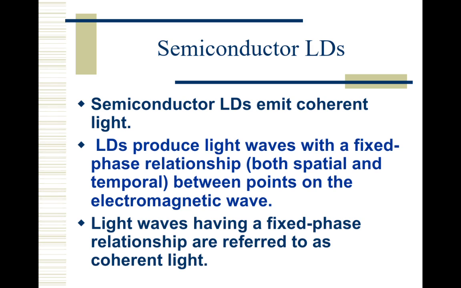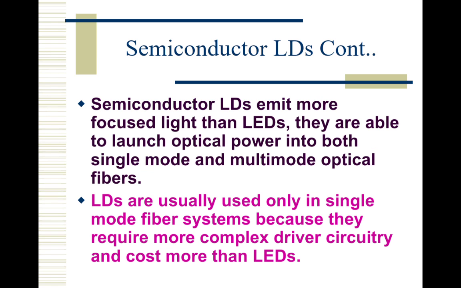Next is semiconductor laser diodes. Semiconductor laser diodes emit coherent light. What is meant by coherent light? It is directional: it goes in a particular direction in a straight line. So the LD produces light waves with a fixed phase relationship, both spatial and temporal, between points on the electromagnetic waves. Suppose there are two electromagnetic waves; then there is a relationship between them in the space domain and the time domain, and both should be synchronous. Laser diodes support that coherency, so they are useful for coherent transmission of light. Light waves having a fixed phase relationship are referred to as coherent light.